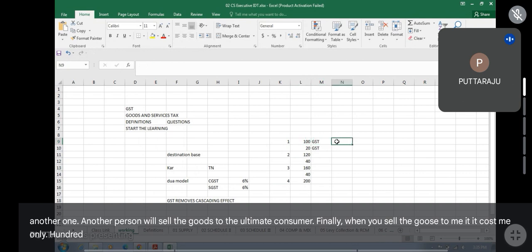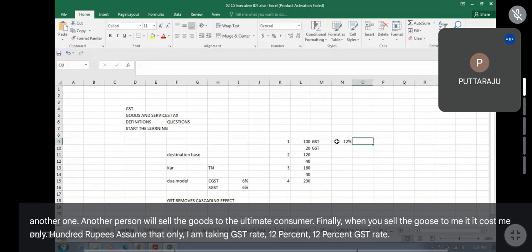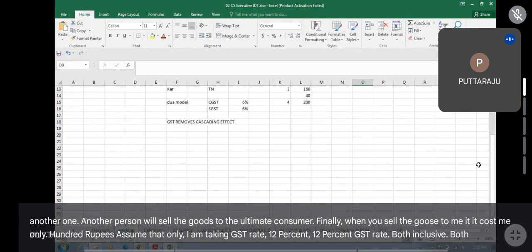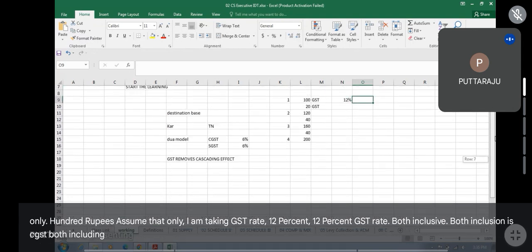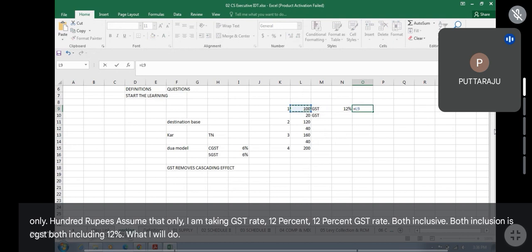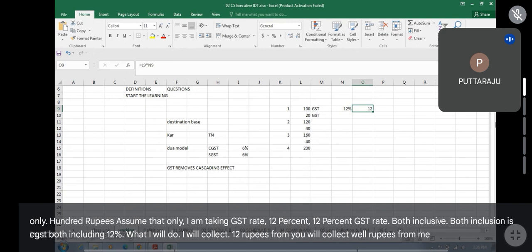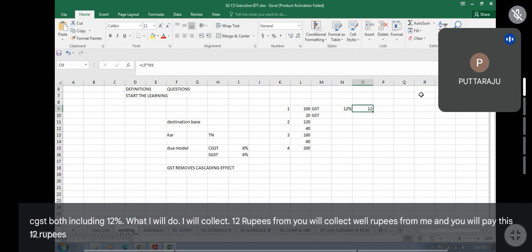100 rupees. Assume that only I am taking GST rate 12%. 12% GST rate, both inclusive. Both inclusive means CGST, SGST, both including 12%. What I will do? I will collect 12 rupees from you, and you will pay this 12 rupees to the government.